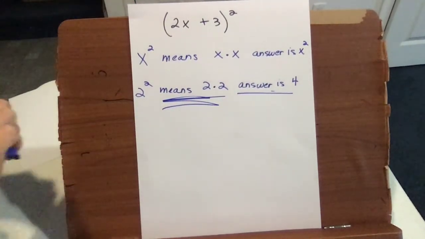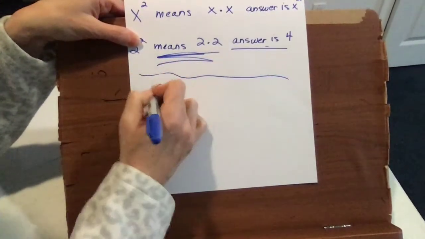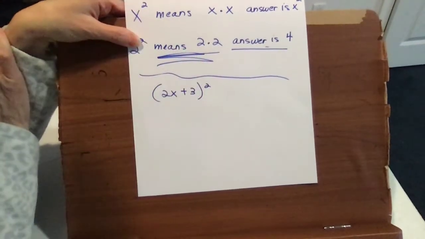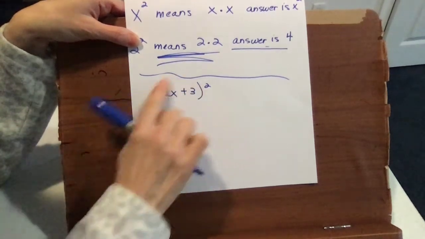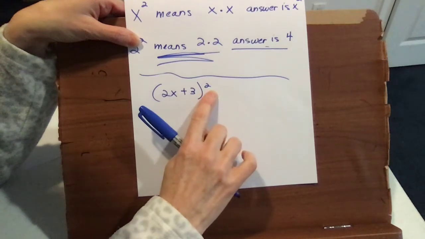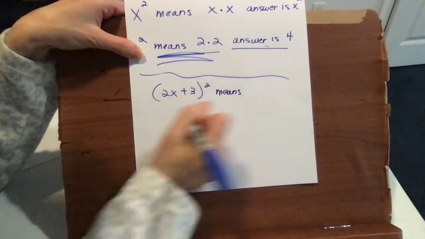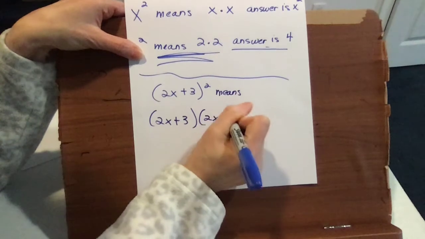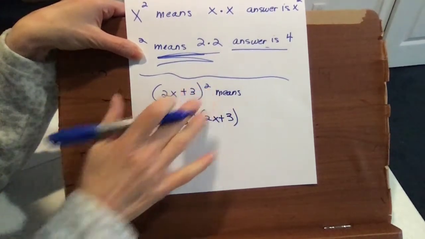So let's take a look at this 2x plus 3 squared, so this quantity. If squaring a term means to multiply it by itself, then that means 2x plus 3 is being raised to the second power, and that's why it's on the outside of the parentheses. This means 2x plus 3 times 2x plus 3. And once you know the meaning, you can do anything with squaring.